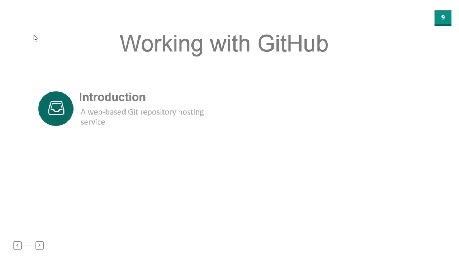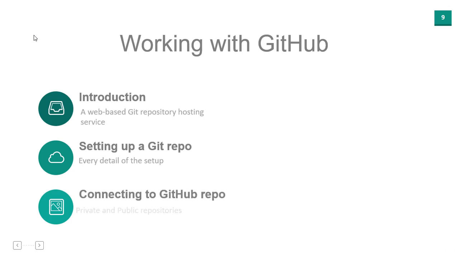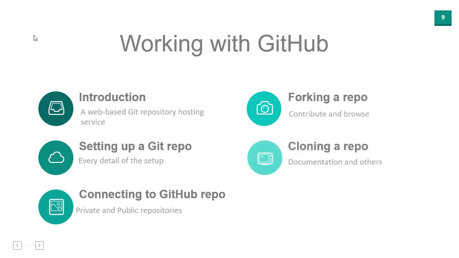You will obtain the skills to set up GitHub as a remote repository for your local Git repositories. We'll introduce GitHub as a repository hosting service. We'll show how to set up a GitHub repository. We'll show how to connect from local machine to a GitHub repository. We'll show how to fork a repo. We'll also show how to clone a repo. And finally, we'll show how to use pull and push commands to achieve synchronization.